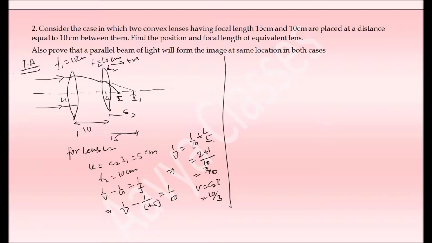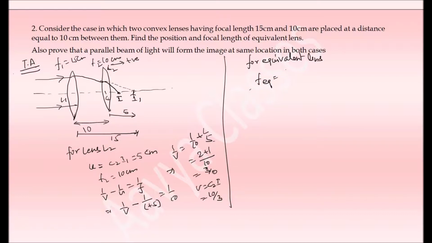Now we will replace this whole system of two lenses by one equivalent lens. Then we will calculate the focal length of the equivalent lens as well as the position of that equivalent lens, and we will see that the final image is formed by that equivalent lens at the same point I. So for the equivalent lens, first we will calculate the equivalent focal length.